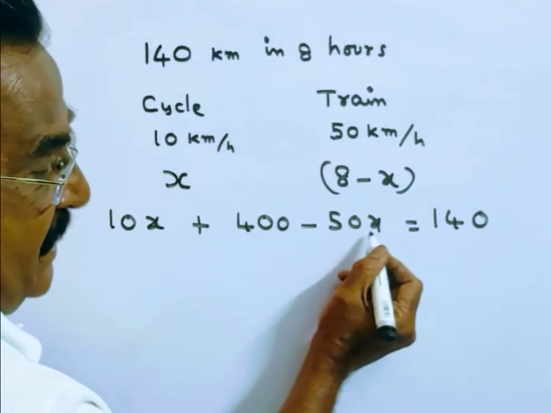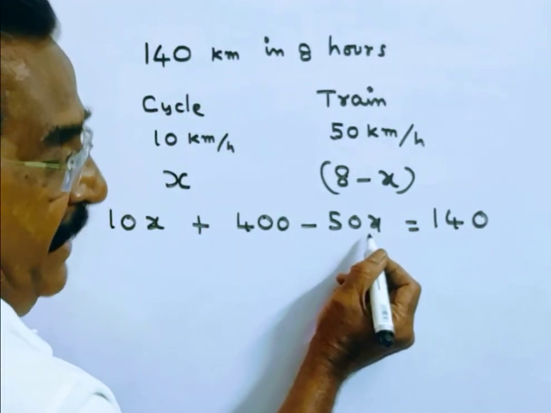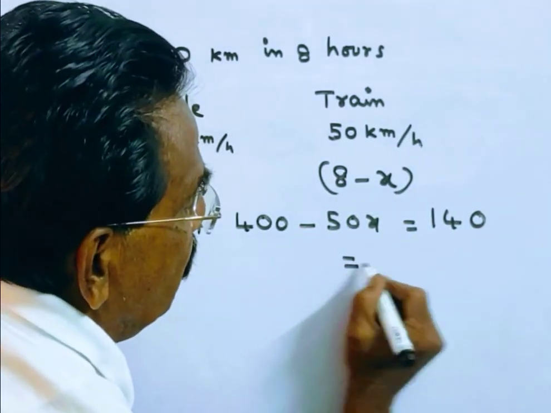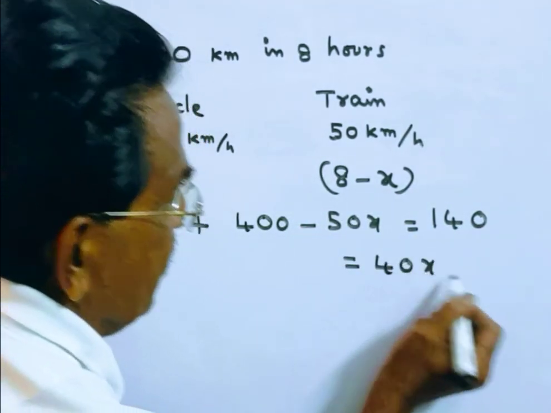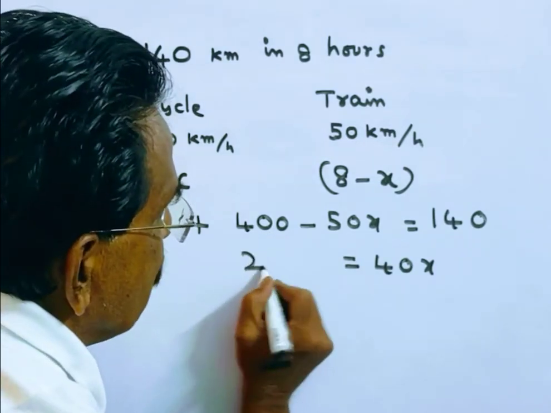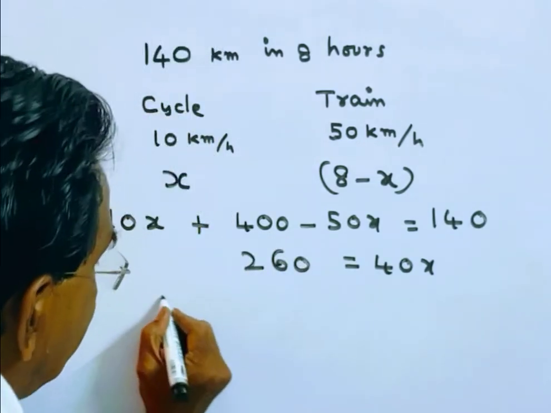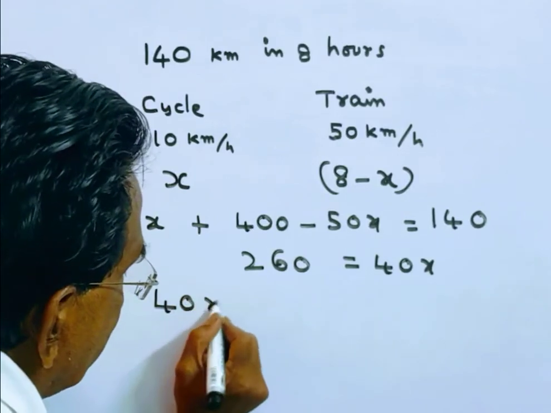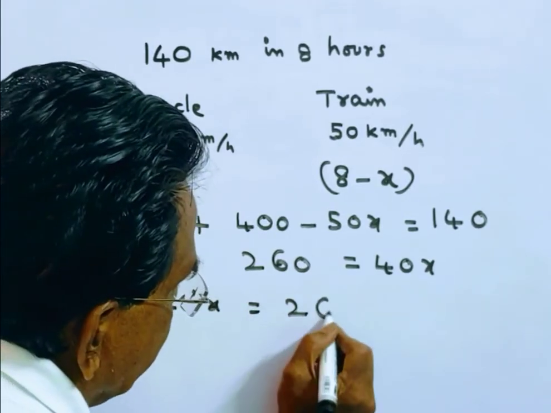First, 10x minus 50x is minus 40x. So 40x is equal to 400 minus 140, that is equal to 260. Friends, 40x is equal to 260.